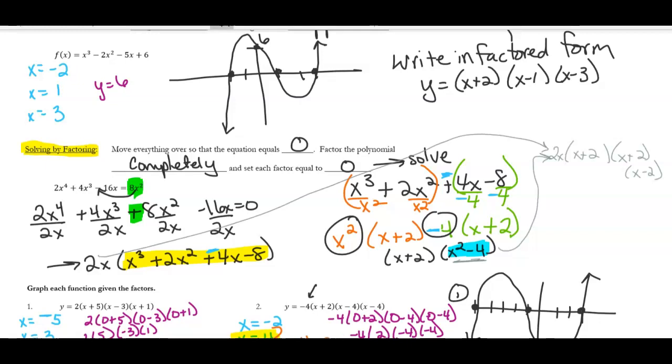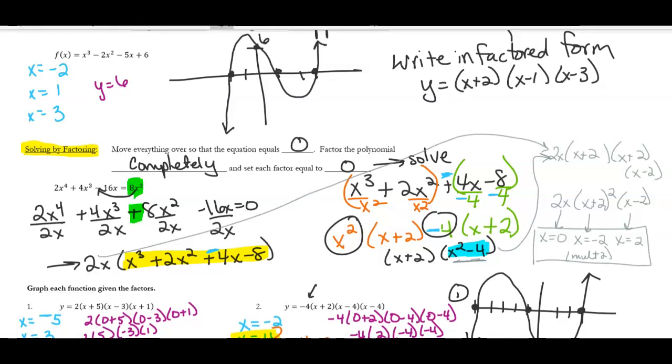So look at all those factors. If I write this prettier, it'll be 2x. And then this, you see how it's the same thing twice? I don't want to write it twice. I'm just going to write a little squared. And then x minus 2. So now when I write my zeros, this one is just 0. This one is negative 2. I'm going to write multiplicity 2. And this one is positive 2.